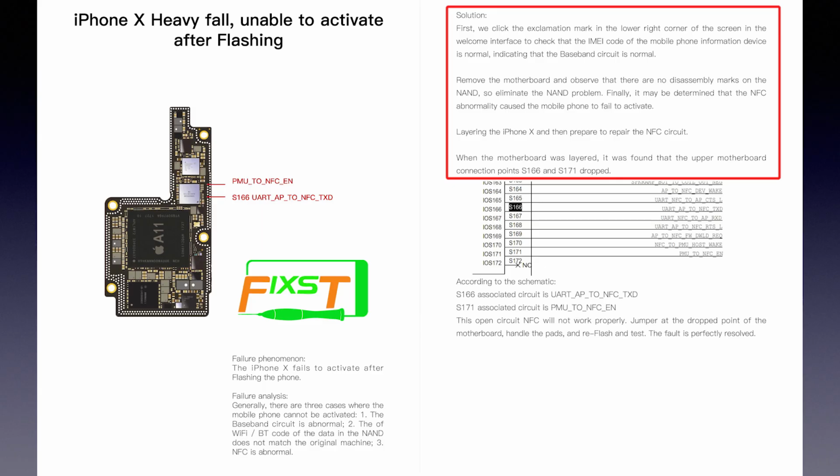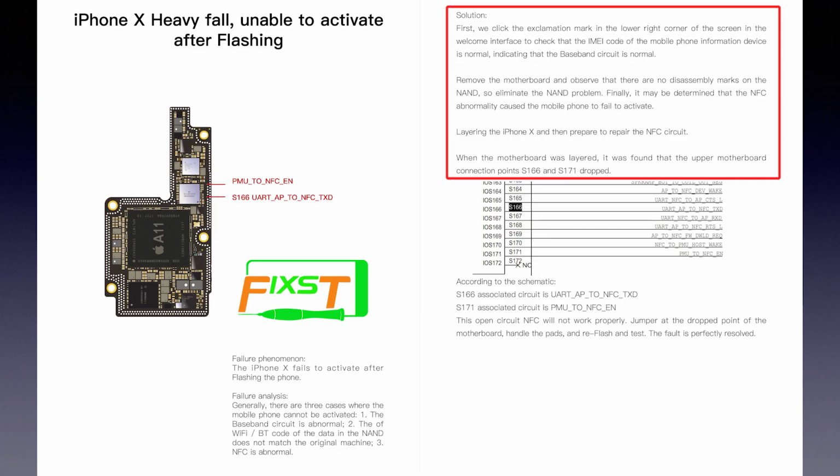Solution. First, we click the exclamation mark in the lower right corner of the screen in the welcome interface to check that the IMEI code in the mobile phone information is normal, indicating that the baseband circuit is normal. We remove the motherboard and observe that there are no disassembly marks on the NAND, so we eliminate the NAND problem. Finally, it may be determined that the NFC abnormality caused the mobile phone to fail to activate. Lay the iPhone X and prepare to repair the NFC circuit.